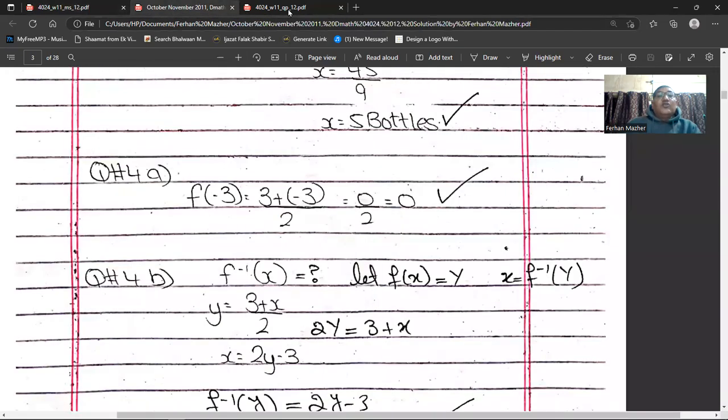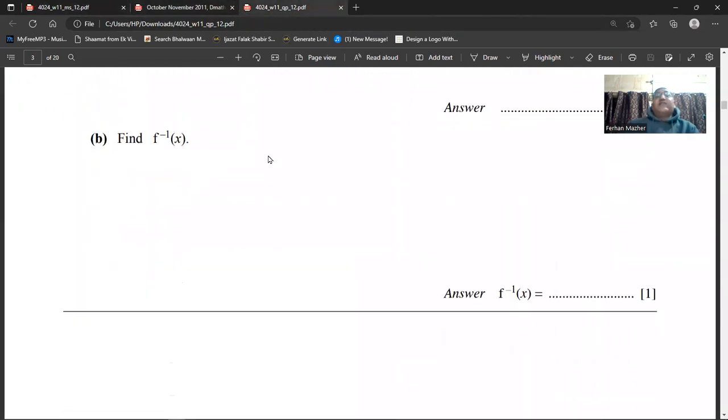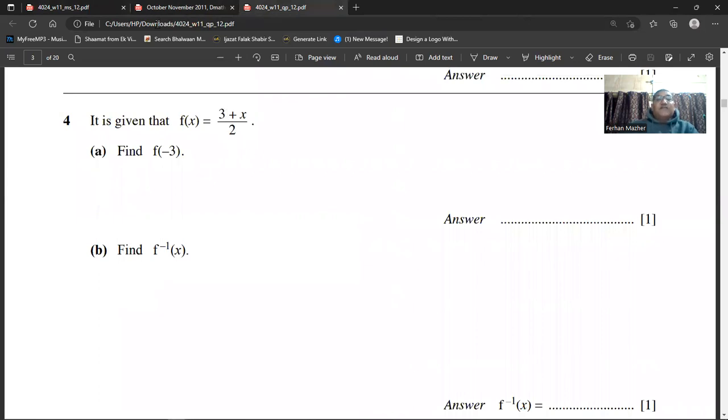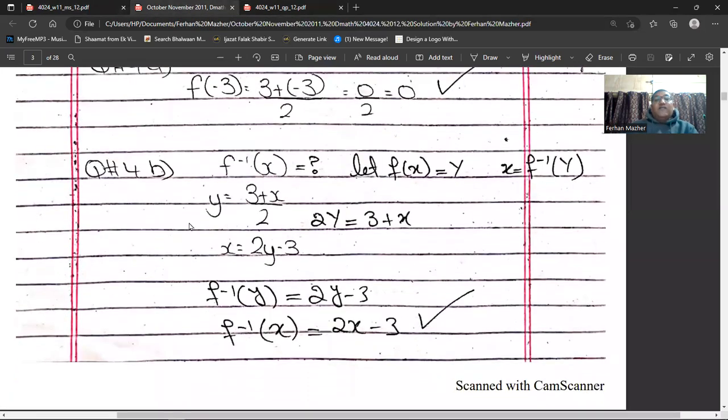Okay. So the next thing they are asking is find the f inverse of x. So this is the formula of that function f of x, and we want to find its inverse. So we will suppose let f of x equal to y, and so that means if the f goes on the other side, x will become f inverse of y. In the place of f of x, I will put its formula. So y is equal to 3 plus x by 2. From here, I will make x the subject of the formula.